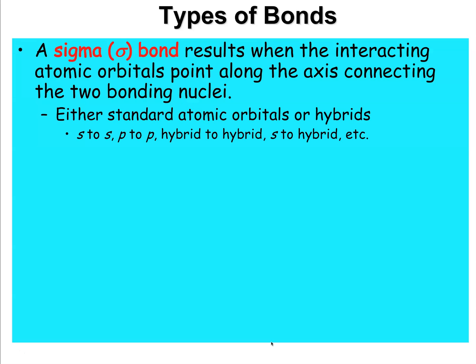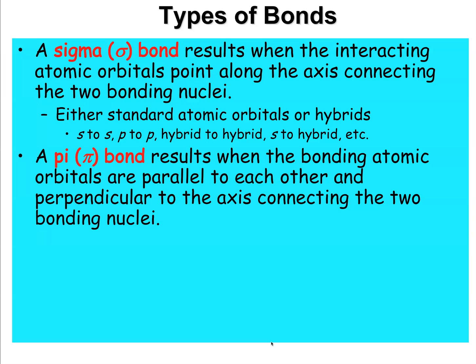Now, the atomic orbitals or hybrid orbitals that make up the sigma bond can be s to s, a p to another p, hybrid to hybrid, s to hybrid. Basically, any two orbitals that can be used, not the d's or the f's, but any combination of these s, p, and hybrid orbitals can make that bond that exists in between two bonding nuclei. And I'll have some images coming later to show that.